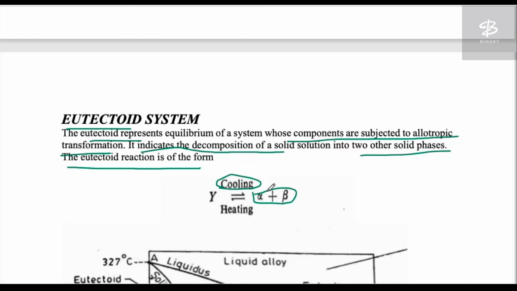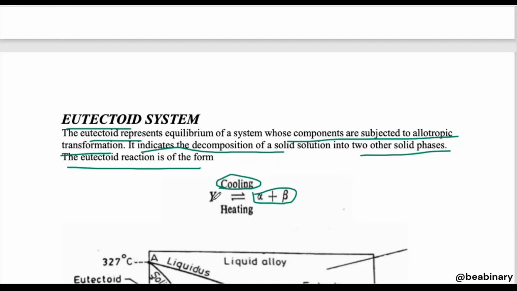In the reverse, if you have two solids and you heat them, they would be directly converted into a different solid. They are not getting converted into liquid, so the phase is the same, but the separation is different. Here it was a single solid, but when you cool it, it gets converted into two solids.